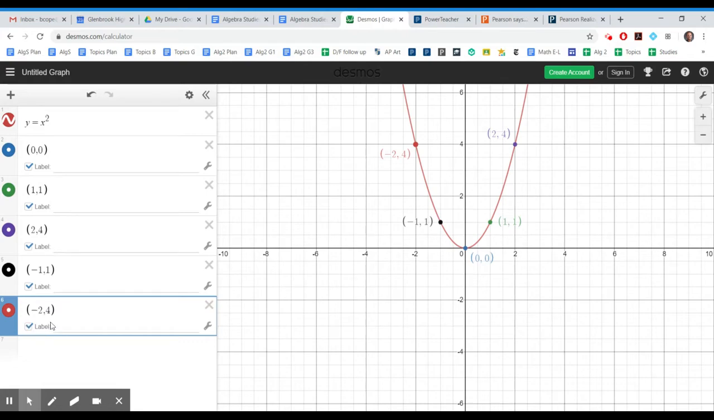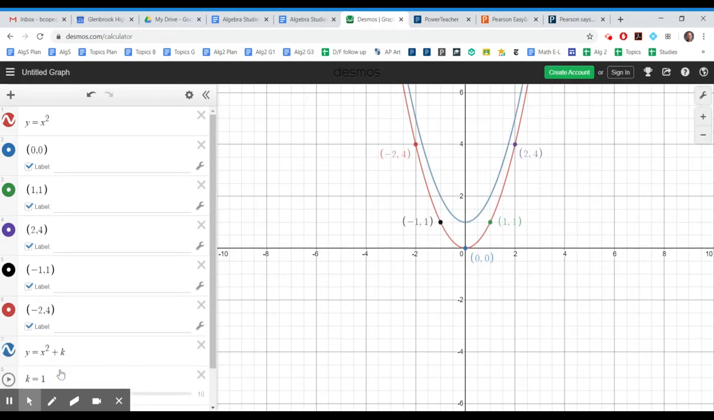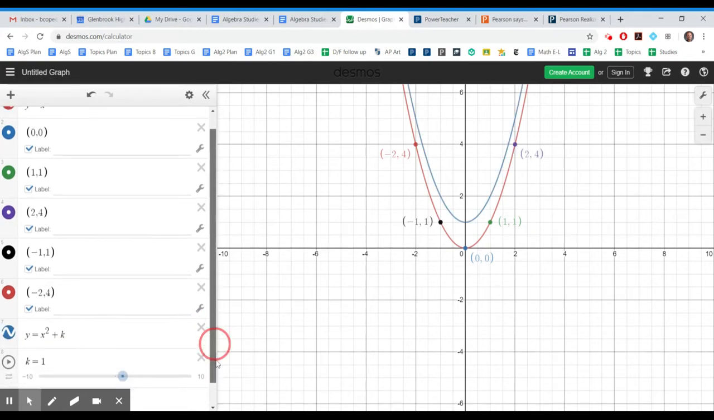Okay, the really interesting thing that I want to do here is see how that parabola changes when we do things to the equation. So I'm going to leave what you see there totally in place. I'm not going to mess with that at all, but I'm going to add one new function. It's going to be y equals x squared plus k. And Desmos gives me this option to add a slider, so I'm going to do that. And right now the slider is set at 1.